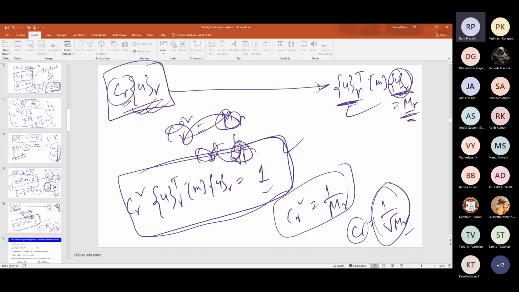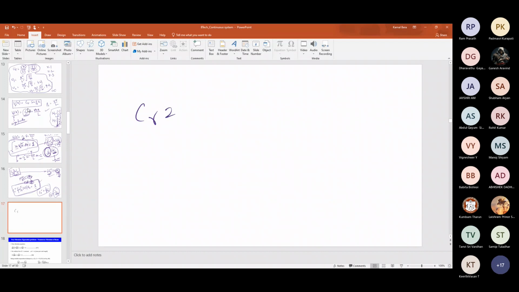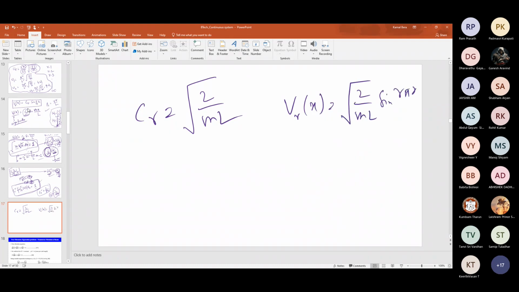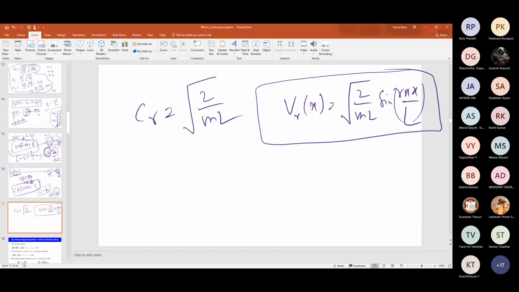What is CR you are getting? Root 2 by m. Correct? Yes, sir. So your mass normalized mode shape, the rth mode shape, will be root over of 2 by mL sine r pi x by L. Got it? So it is varying as a sinusoid.